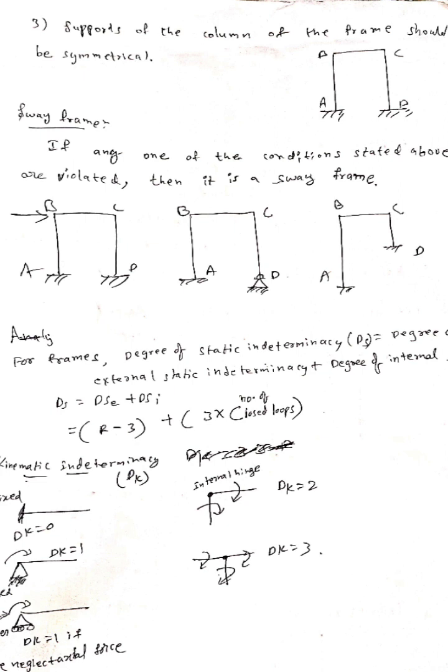For frames, degree of static indeterminacy Ds is equal to degree of external static indeterminacy plus degree of internal static indeterminacy minus r dash, if there is any internal hinge. So Ds is r minus 3 plus Dsi, which is 3c, where c is the number of closed loops, minus r dash. For kinematic indeterminacy Dk, at a fixed support Dk equals 0. The number of degrees of freedom is 0.